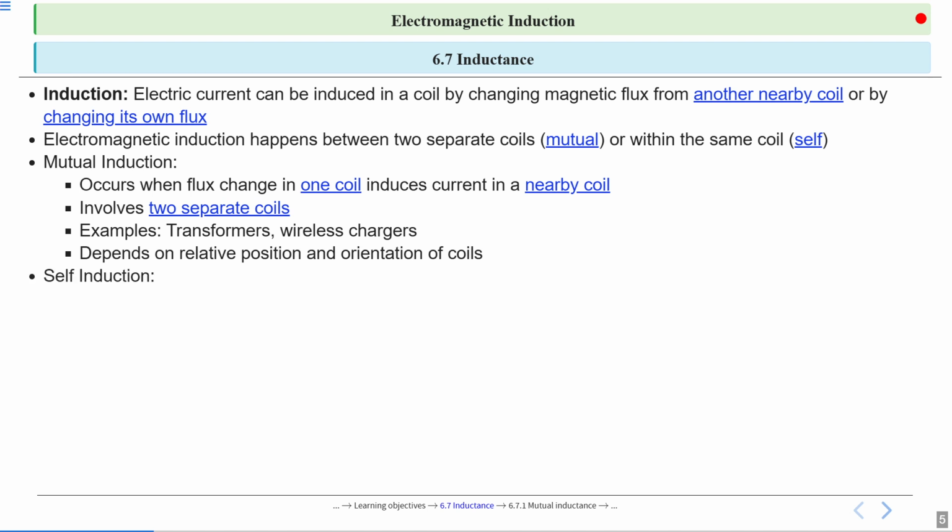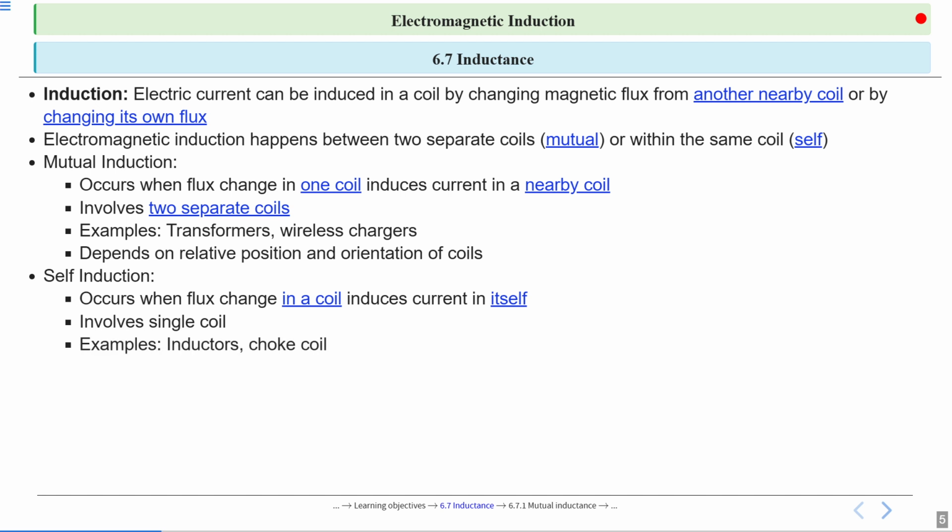Second one is self-induction. It occurs when flux change in a coil induces current in itself. We change the magnetic flux in a coil and current or EMF is induced in the same coil. It involves a single coil. There are no two coils, one coil is there.